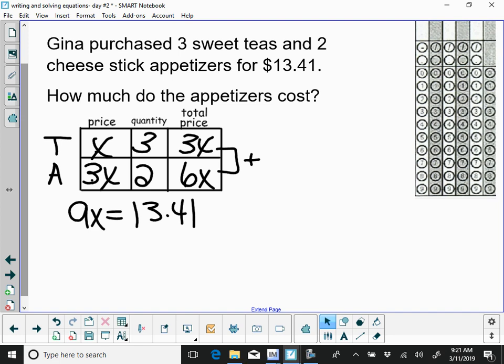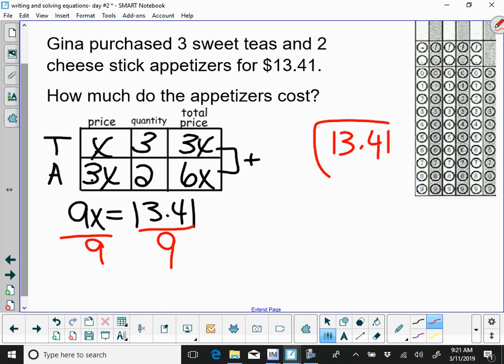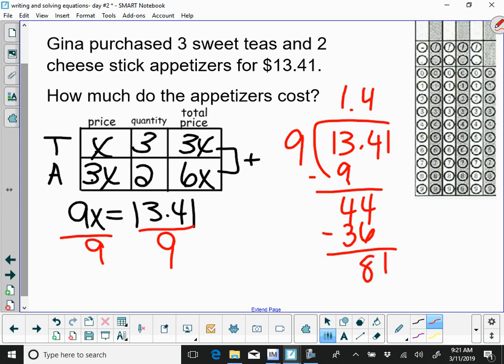Okay, so we still have to divide by 9. Okay, so we're going to take 1341. This will appear in the calculator inactive part, so you have to be able to divide these decimals without a calculator. Okay, how many times will 9 go into 13? Once. How many times will 9 go into 44? 4. And then how many times will 9 go into 81? 9. So $1.49 is the cost of what?